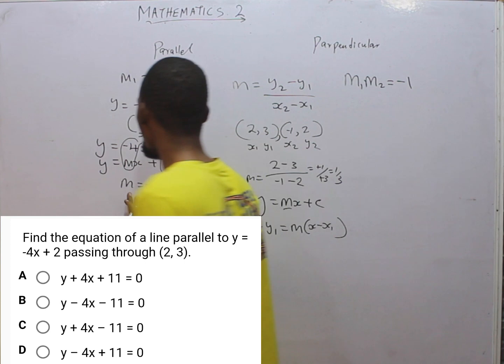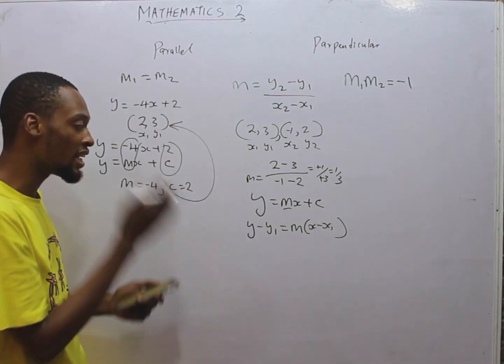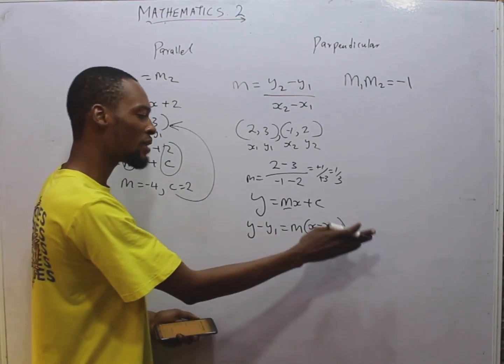Now we have this gradient, so we can apply it for the other line. So how do we now get the complete equation of line? You simply use this formula: y minus y1 is equal to m times x minus x1.